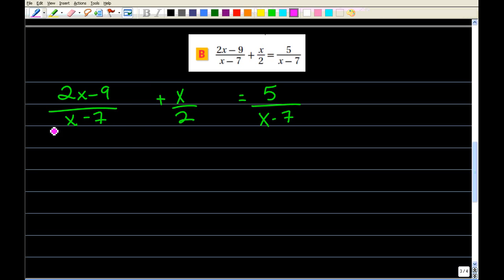So what I need to do here is get rid of all of these fractions. I want to make all of the fractions go away so I just have a single line of information. I'm going to get a least common denominator here, and that would be 2 and x minus 7.